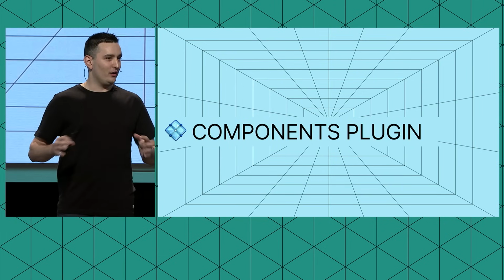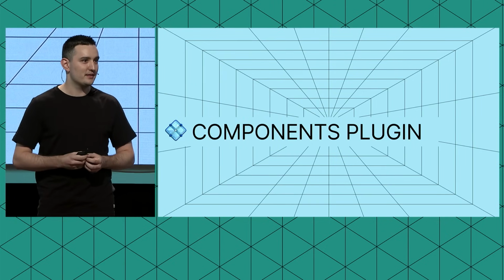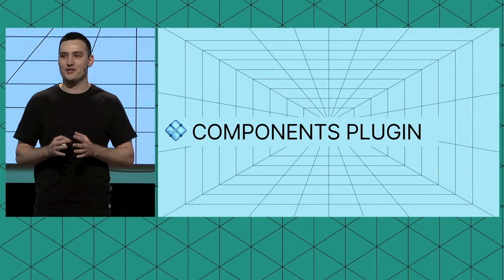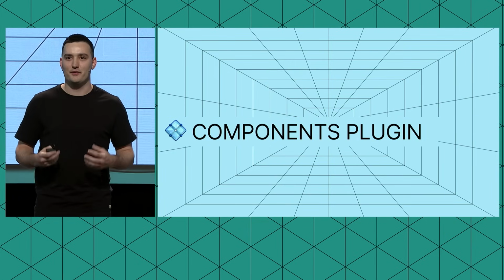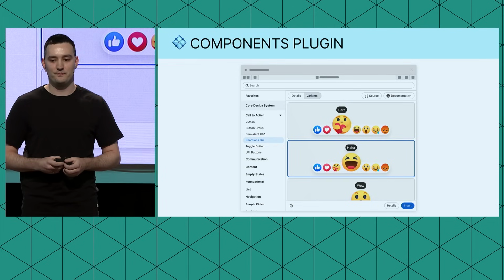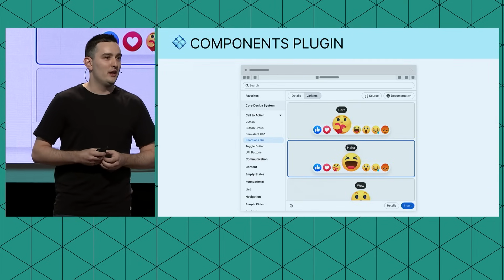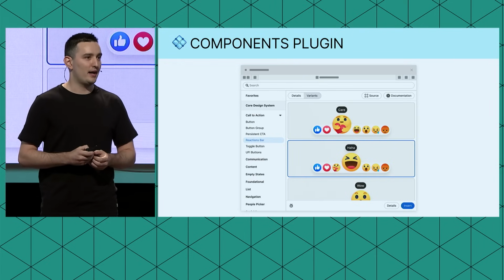I think we can all agree that components are some of the most important building blocks of Figma designs. But Meta has over 10,000 components across hundreds of teams. It can be incredibly difficult for designers to find the right components. The components plugin allows designers to find components that are relevant to them. The plugin organizes and ranks components to promote usage of high-quality ones.